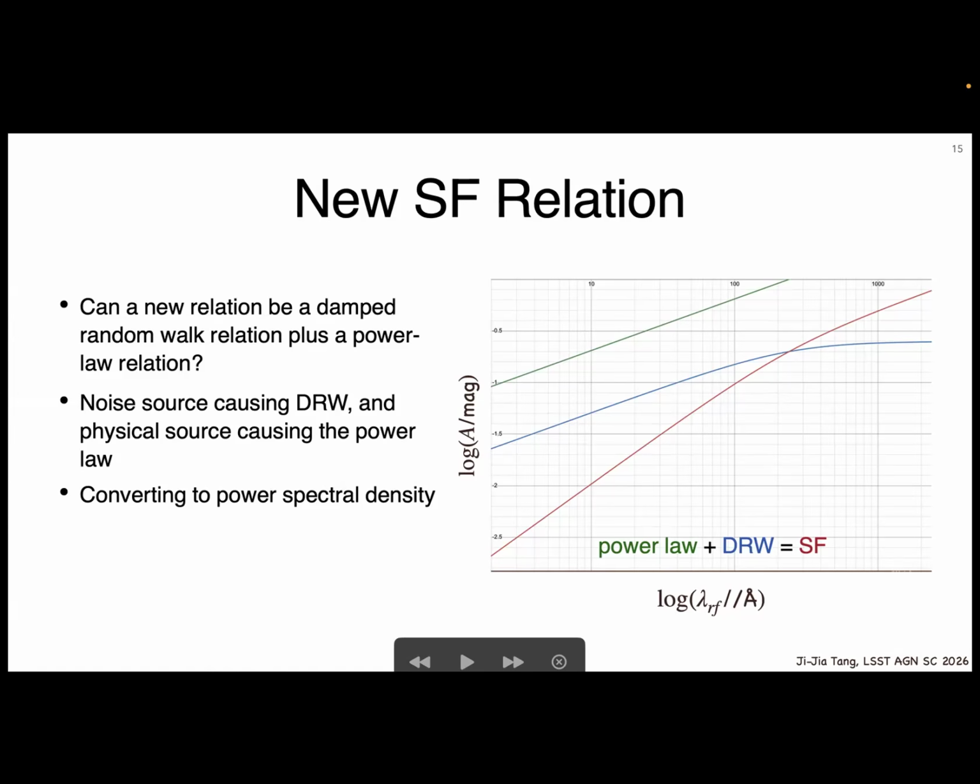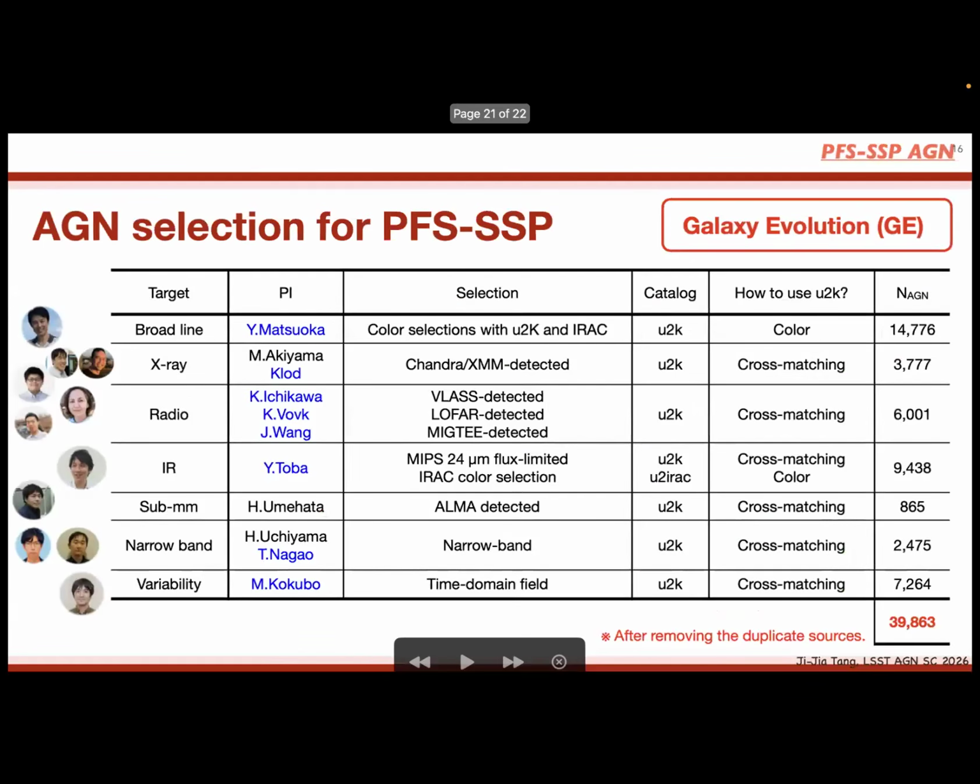I have a very short one regarding the last slide you showed. What is the overlap of LSST with Subaru? I don't know yet. Sorry.